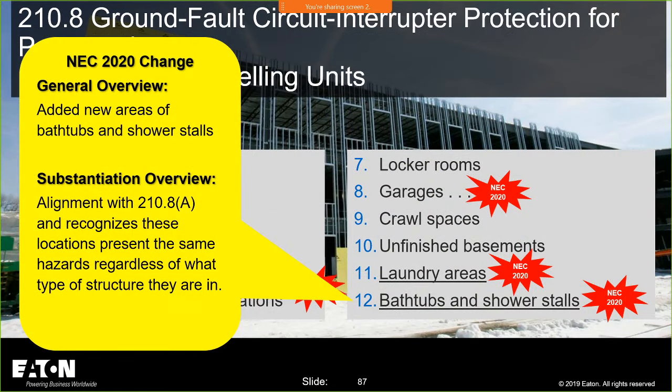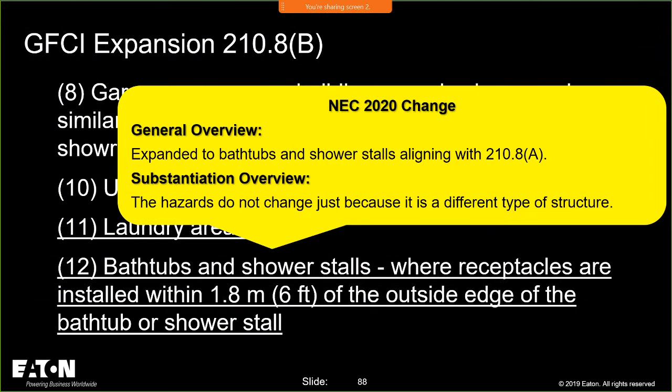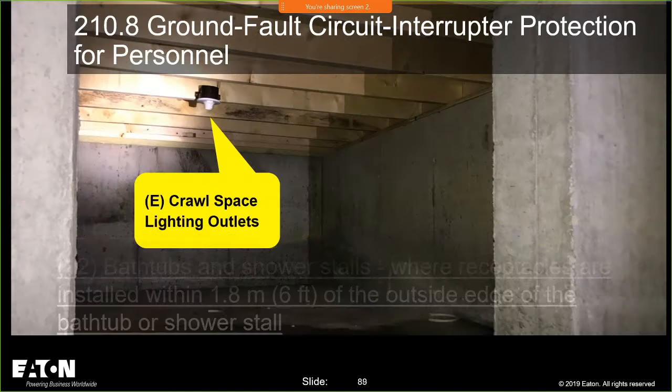Get it done. Added new areas around bathtubs and power shower. We talked about that again. Alignment with 210.8(A). Hazards are the same. All right. They don't change just because it's a different type of structure.